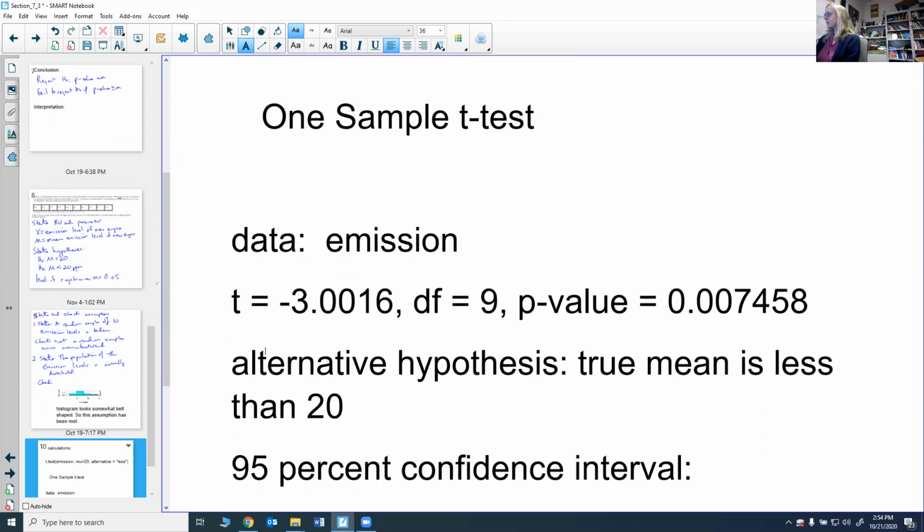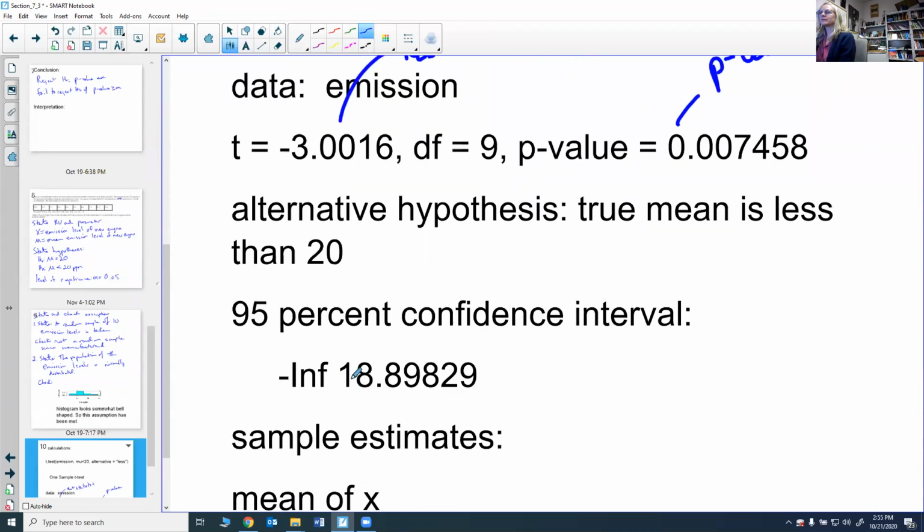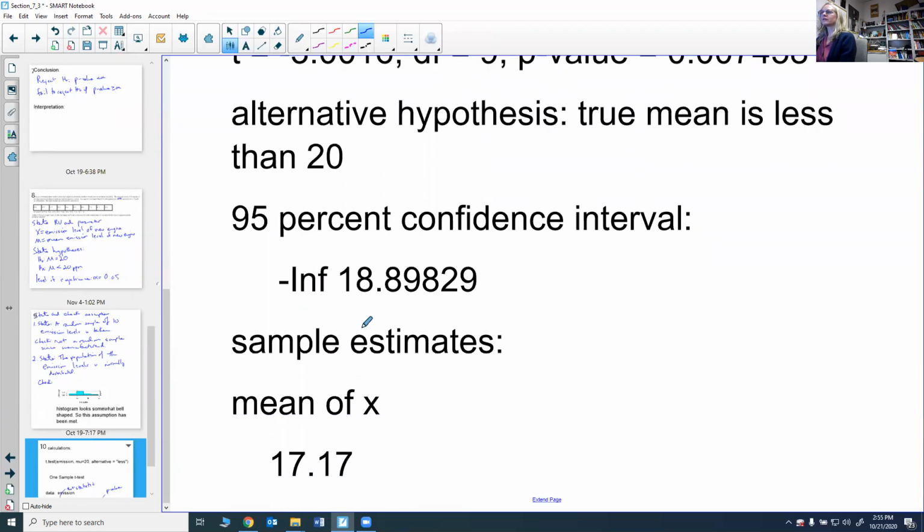It then tells me t is equal to negative 3.0016. That's my test statistic. So that's what Gossett was talking about. That's your test statistic. Your p-value is your p-value. Then it does tell me my alternative hypothesis is the true mean is less than 20. That is what HA was. So it's a good thing it said that. Don't worry about what this 95% confidence level is. And then it tells you the mean of x is 17. So that's actually your x bar.